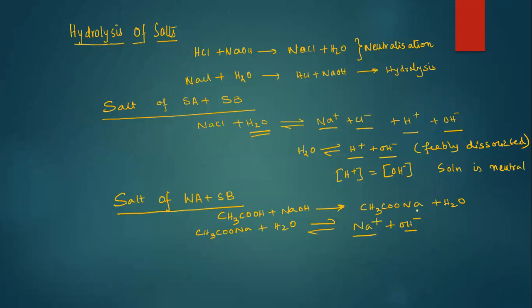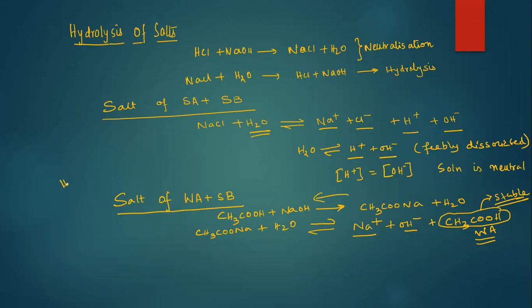Na plus and OH minus will be completely in the solution. But CH3COOH will be very feebly dissociated, because it is a weak acid. CH3COOH is a stable compound. As it is stable, it does not want to give its H plus.